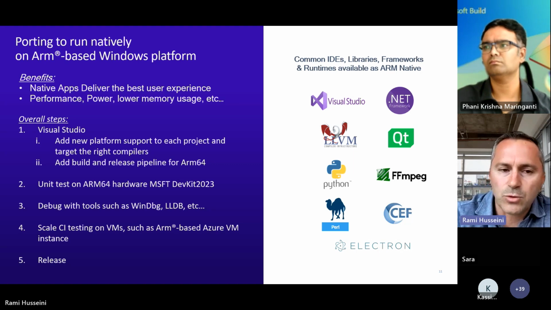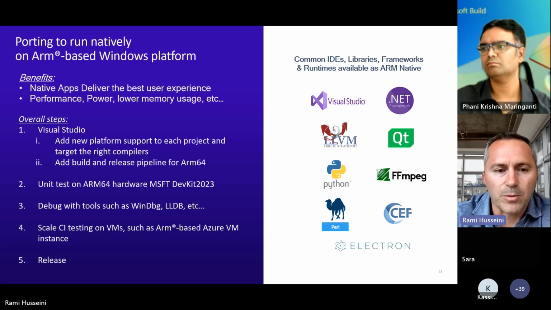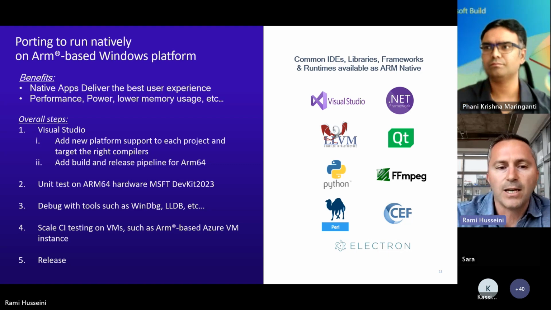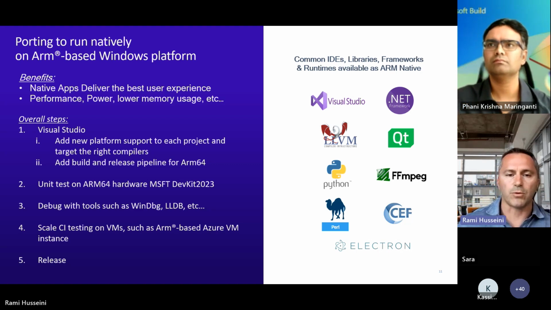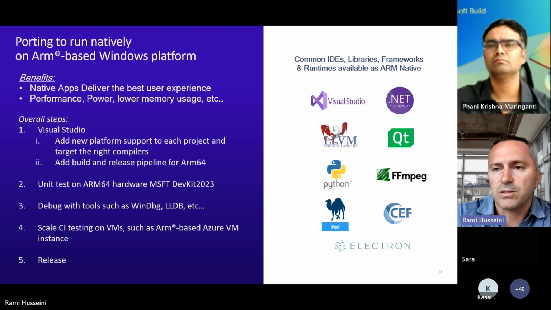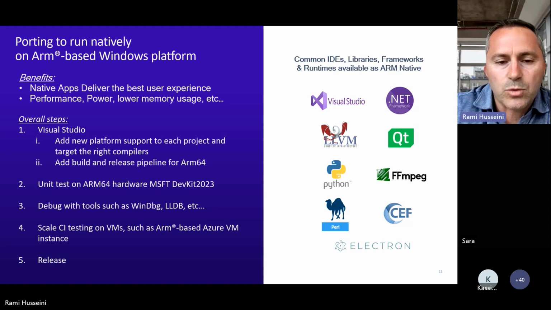Basically, you grab Visual Studio, you set the build target to ARM64, and you compile it. We'll share a set of devices with you on the upcoming slide that allows you to unit test your app on the device, and access debugging tools to step through code and debug any code. And with the recent launch of Azure ARM VMs, you can now scale your CI automation pipeline to run your automation workloads in the cloud and release it.